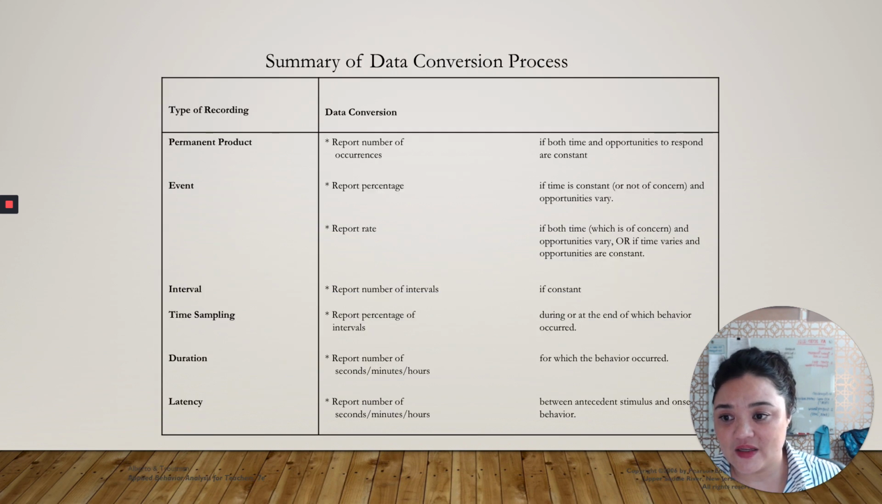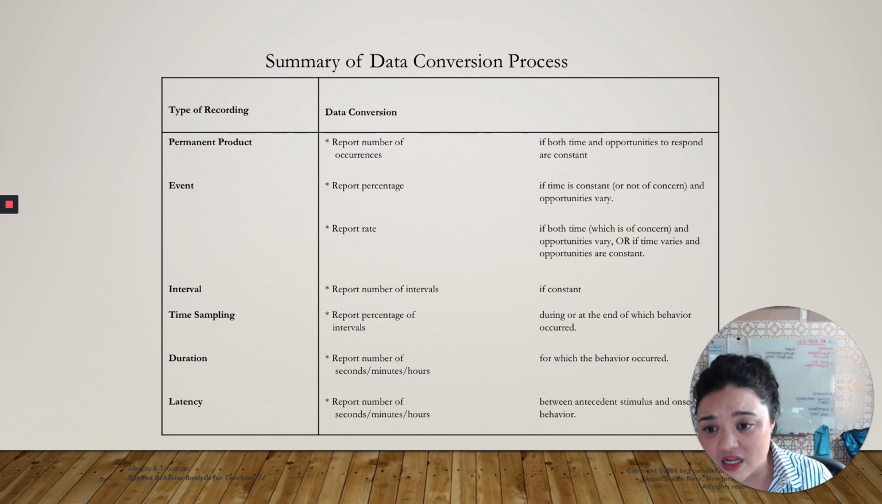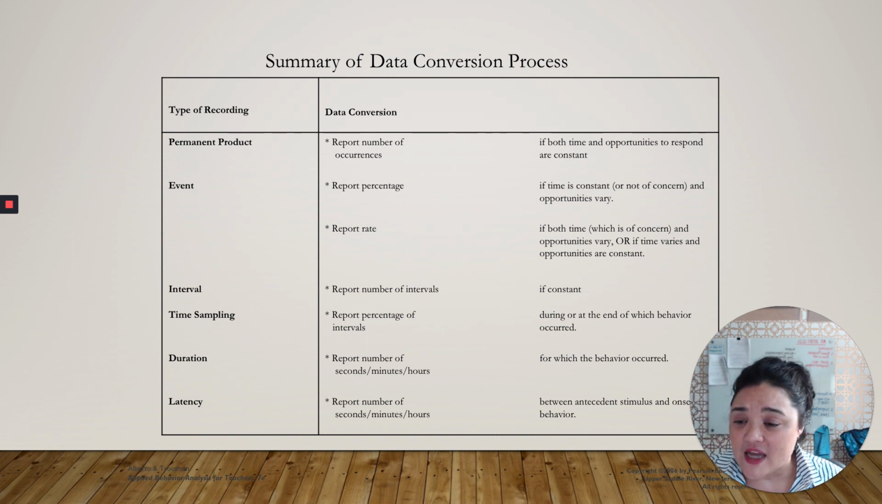Okay. All right. Now I mentioned that sometimes, depending on the nature of your data, you might have to do what we call a conversion to make the data make sense in a visual format. All right. And this depends on the type of measurement recording you're using. Now with permanent products, these are things like worksheets, right? Like grades on a project, okay? Normally you can just report the actual number of occurrences or the actual raw data if the number of opportunities to respond are constant. So let me explain that.